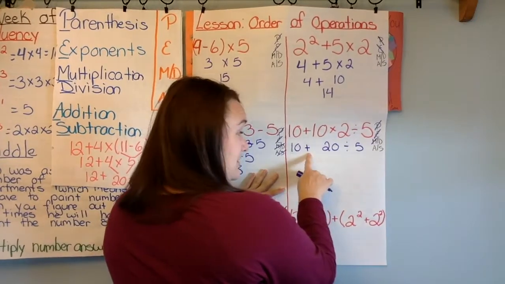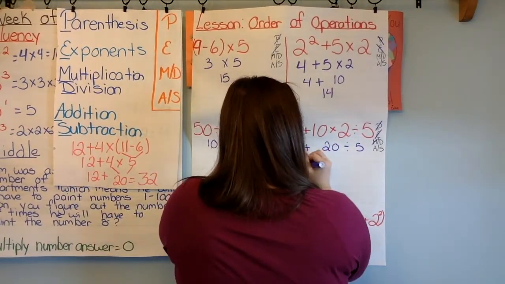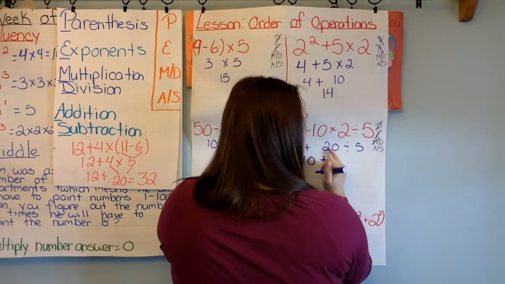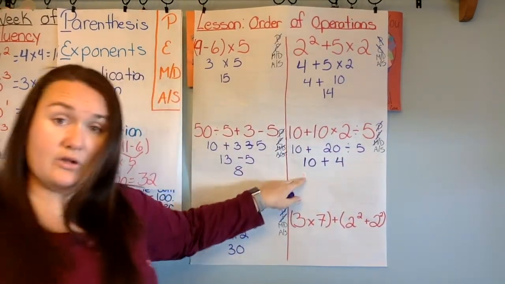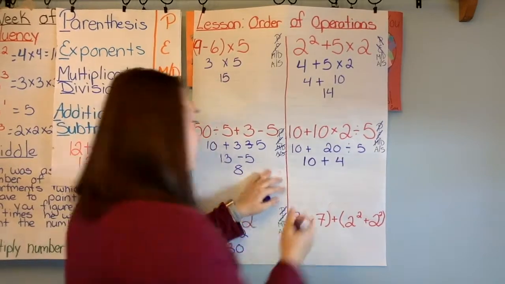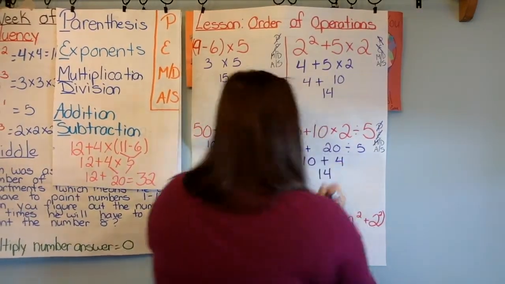So addition, division. 10 plus 20 divided by 5 is 4. 10 plus 4 is 14.